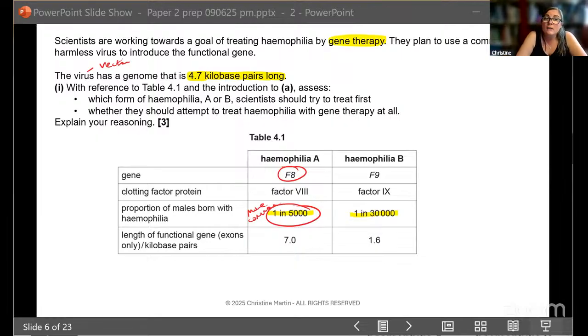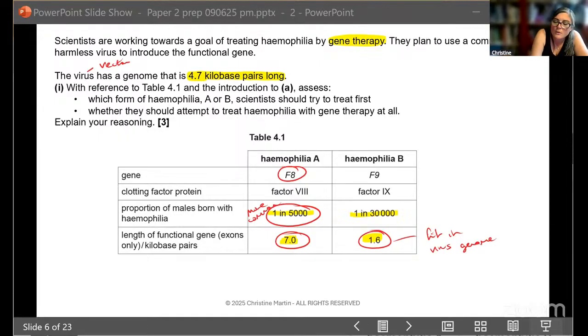Or if we look at this, let's look at the base pairs. In this one, it's 1.6 kilobase pairs, whereas this one is 7.0. So therefore, this one will definitely fit in the virus genome. Because obviously 7.0 is a lot higher than the current genome, which is 4.7 kilobase pairs. So in this case, what we're doing is we're having an argument, but we could give the argument for one, but we can also give an argument for the other one.